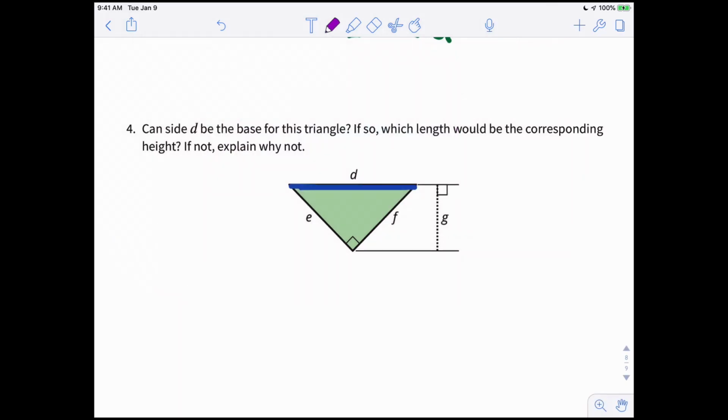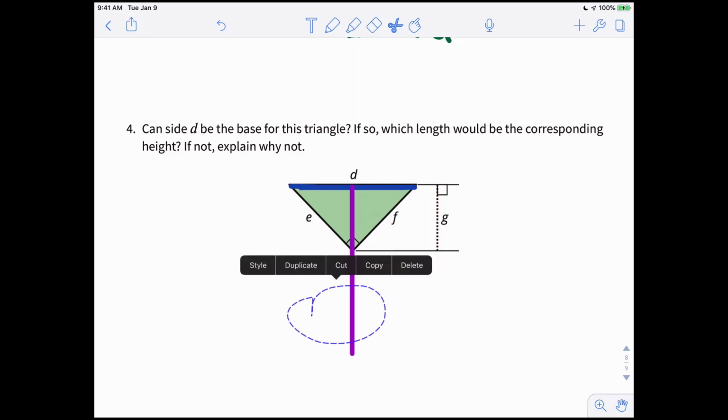Well, remember, here's your height finder. Your height finder's got to be perpendicular to the base. And then you just drag it, and you keep going. Boom, there's the height. But they don't have a letter there. So we're going to keep going, and it's going to be G.